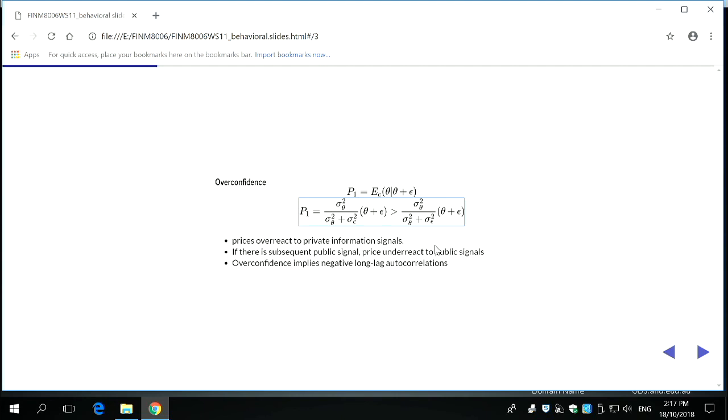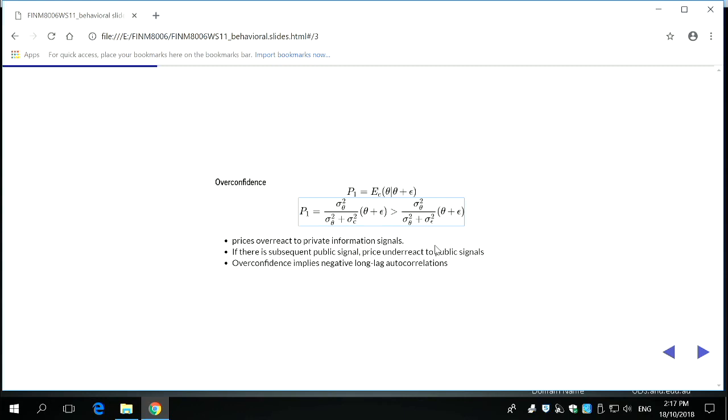And without further behavioral bias, if you have a public signal, then price will underreact to the public signal, because the price will be a weighted sum of your private signal and your public signal. Because you put more weight on your private signal, the reaction to your public signal will be an underreaction without any further behavioral biases. So immediately you get this result that overconfidence will result in negative long-run autocorrelations.